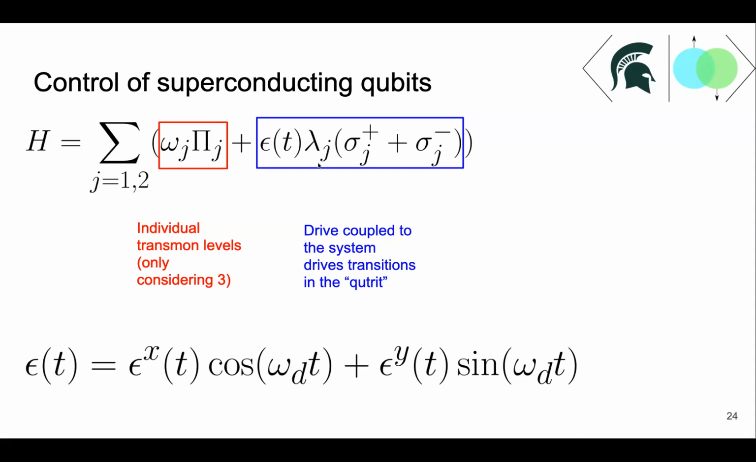Okay. Yeah, and lambda j is the coupling of the drive to each individual transition. So if you had lambda 2 equals 0, you would not couple to the second transition with the drive at least. Okay, and so we can shape each quadrature of the drive independently, so we can do independent rotations about X and Y.